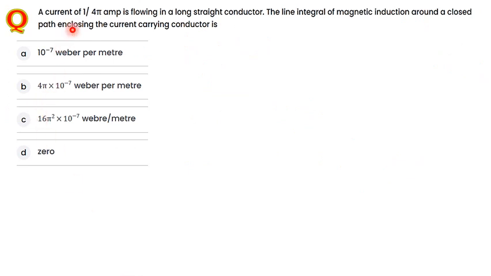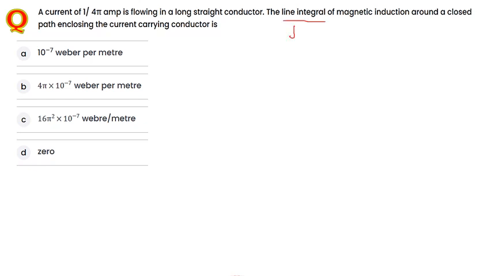Now the next problem here is: a current 1 by 4 pi ampere is flowing in a long straight conductor. When a current passes through a conductor, a magnetic field is produced around the conductor. Now understand this concept. The line integral, listen here, what they have given here is the line integral. This is not the surface integral. Surface integral means B dot dS should come. Line integral means B dot dl. Remember this one.